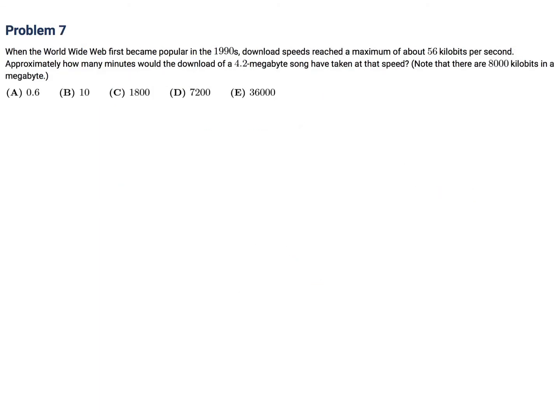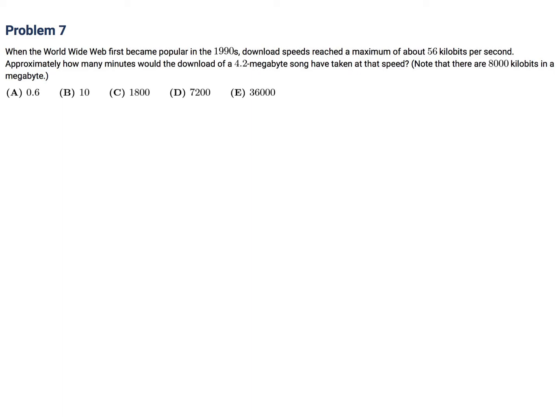When the World Wide Web first became popular in the 1990s, download speeds reached a maximum of about 56 kilobits per second. Approximately how many minutes would the download of a 4.2 megabyte song have taken at that speed? Note that there are 8,000 kilobits in a megabyte.